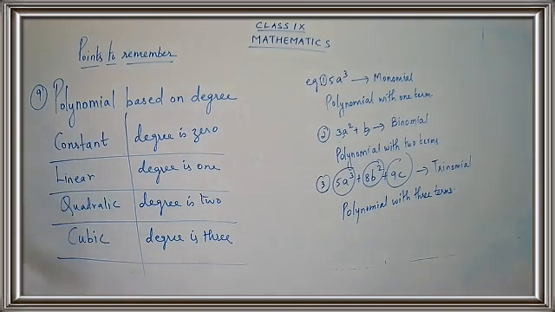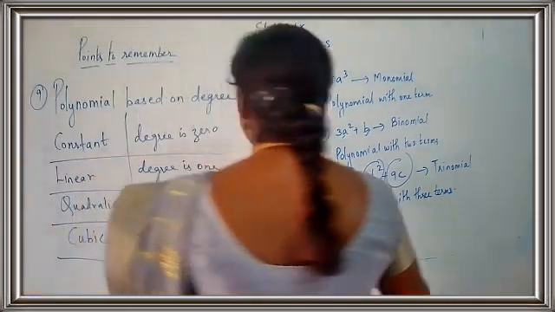So just copy it on this table, write on the table: a constant polynomial degree is 0, a linear polynomial degree is 1, a quadratic polynomial degree is 2, a cubic polynomial degree is 3. Okay, children, shall we take down the examples for this? Let's take down the example over here.